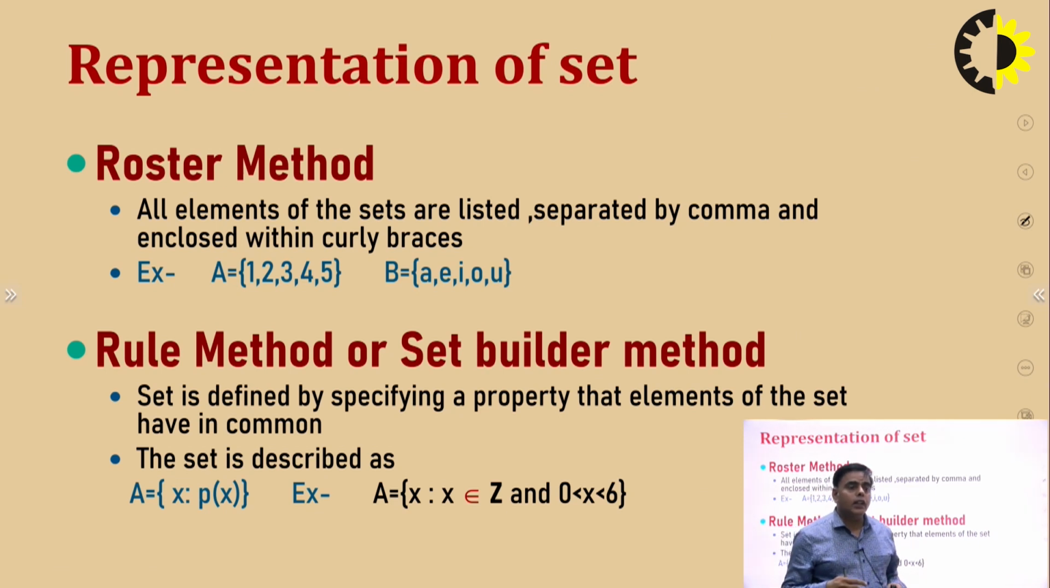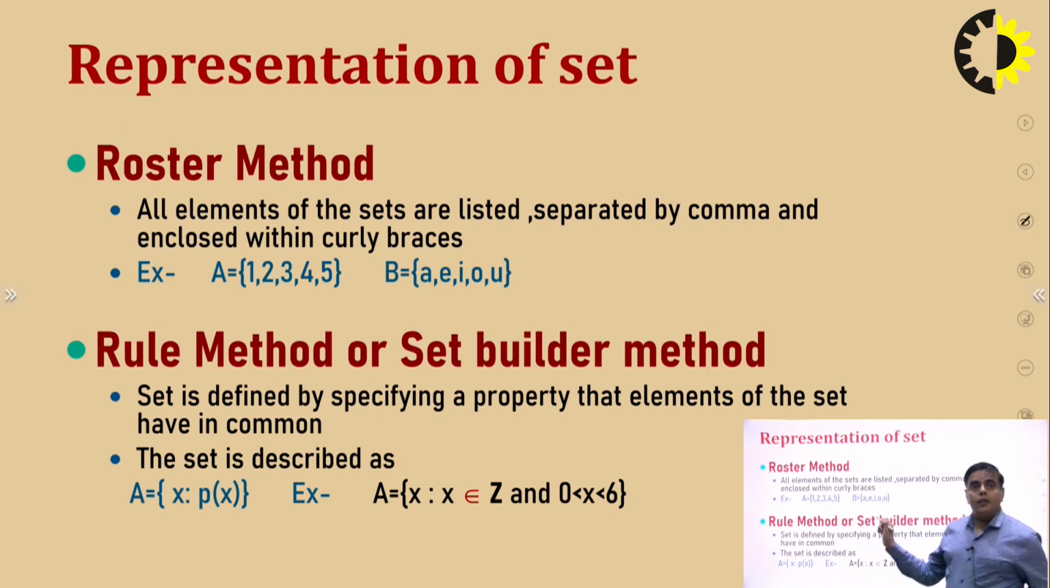There are two methods by which you can represent a set. One is the roster method and the second is the rule method, also known as the set builder method. In the roster method, as I have already told you in the definition, the elements of a set are written in curly brackets separated by commas. So, this is a set A having 5 elements 1, 2, 3, 4 and 5. This is another set B, the set of vowels, having 5 elements a, e, i, o and u.